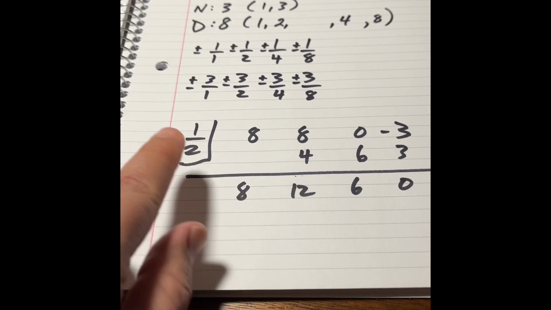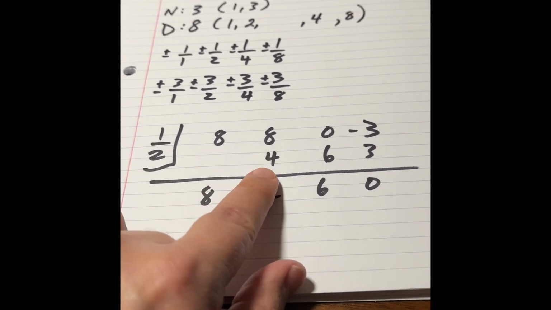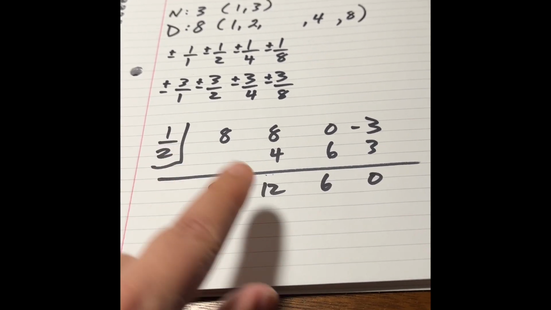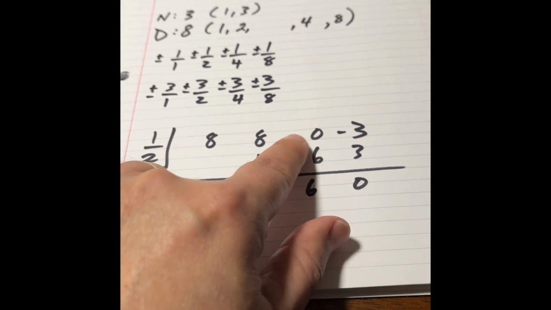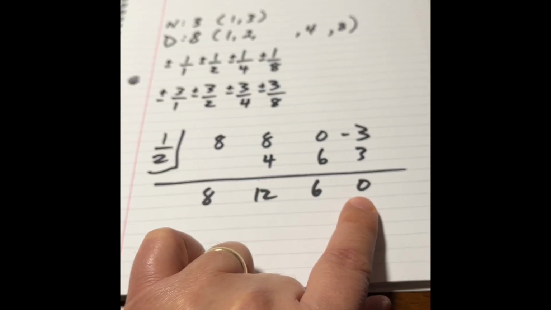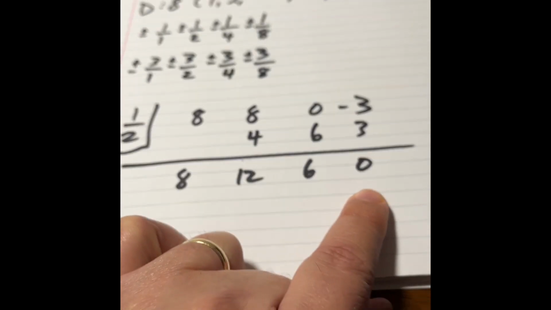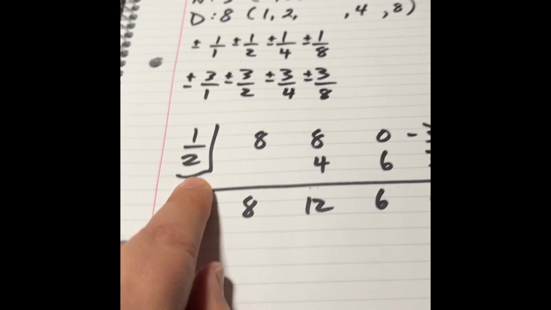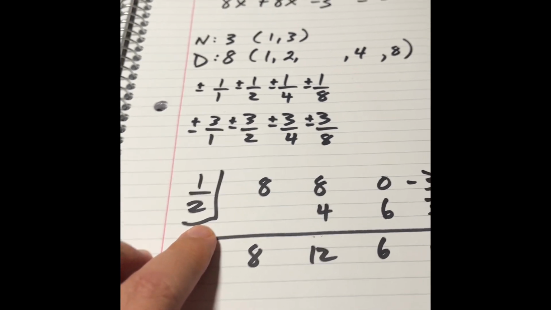So you bring this 8 down. Half times 8 is 4. 8 and 4 is 12. 1/2 times 12 is 6. 6 and 0 is 6. 1/2 times 6 is 3. Those add together to be 0. If you get a 0 remainder, it means this is a rational root.